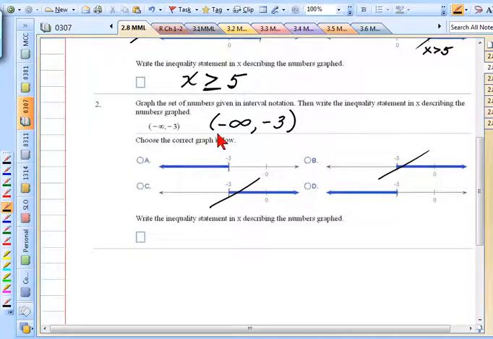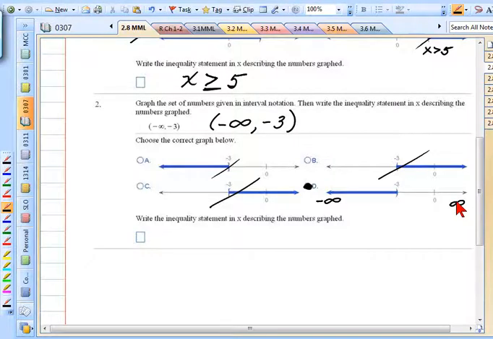So it goes from negative infinity to negative 3, but is negative 3 included? No. You look for one that has the parentheses at negative 3, and I believe we see it down here on choice D. This is the right one. The reason that A is not correct is that it had a bracket. Please notice negative infinity is this way, positive infinity is off to the right.